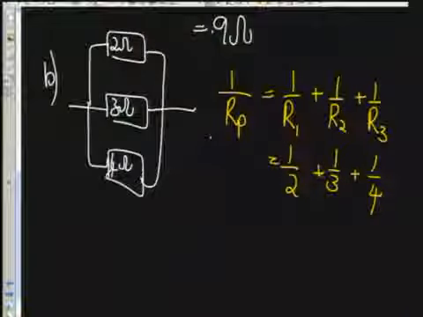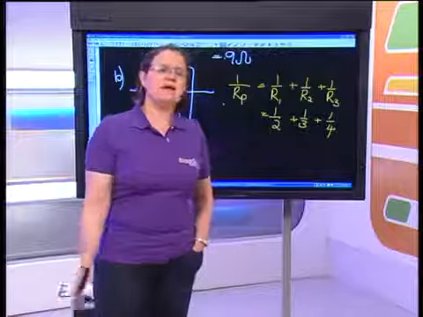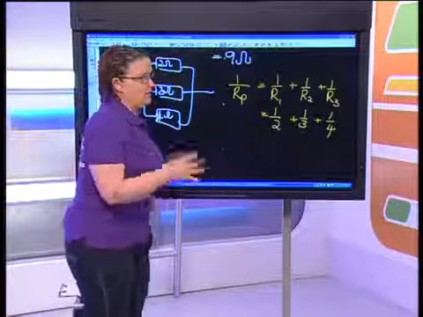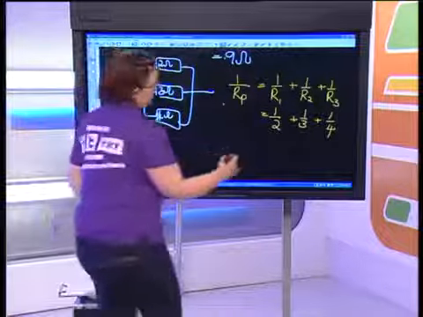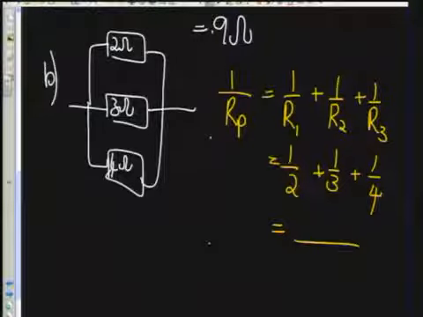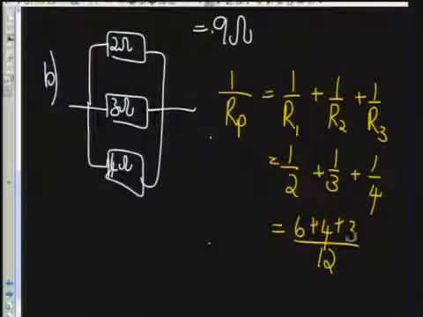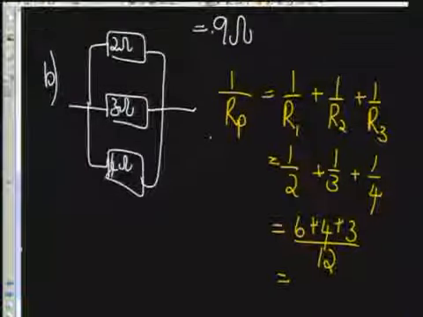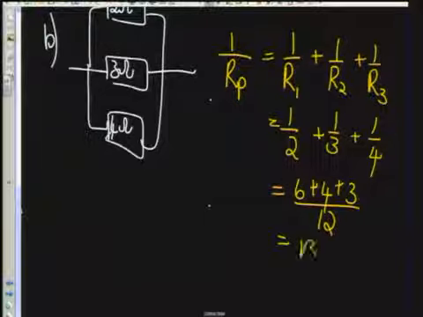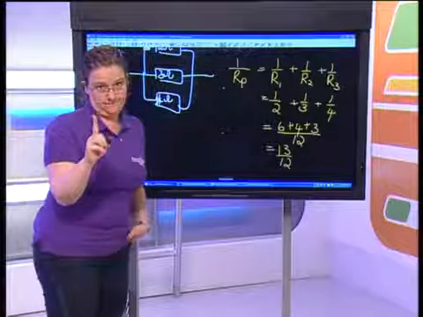Hopefully you all know how to do fractions on your calculator. I'm very old school with this, so I've got to find the lowest common denominator, which happens to be 12. That means I multiply the 2 by 6 to give me 12. The 3 gets multiplied by 4, and the 4 gets multiplied by 3, and we end up with 13 over 12. But we're not done.